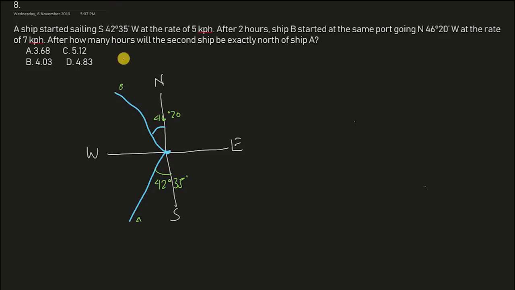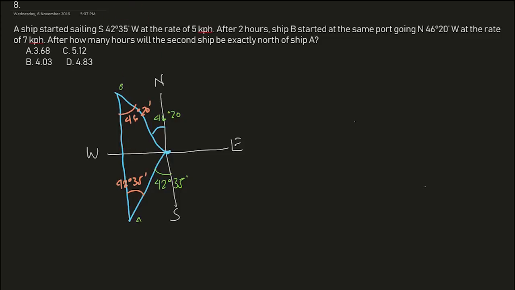Kailan daw magiging north yan? Magiging north yan kapag ito nasa straight vertical line na to. Okay, so yan yung condition. Ngayon, i-label natin yung mga angle. Yung mga angle dyan, this is 46. This is 42 degrees and 35, ibig sabihin, that's 42 degrees, 35 minutes. Dito rin, this should be 46 degrees and 20 minutes. Okay.